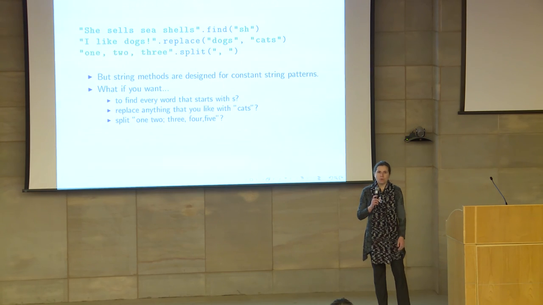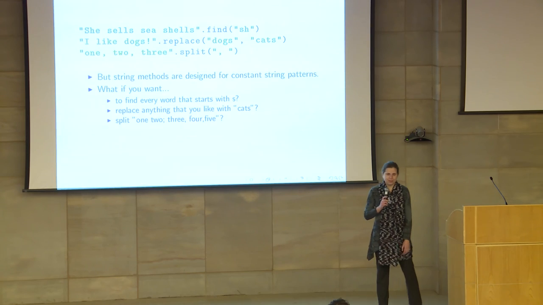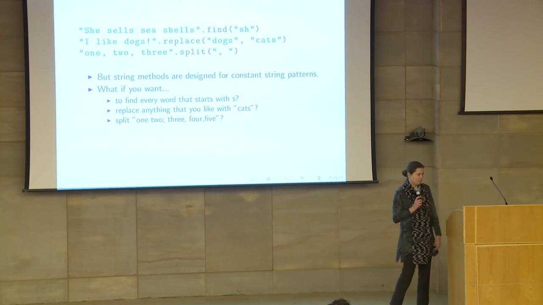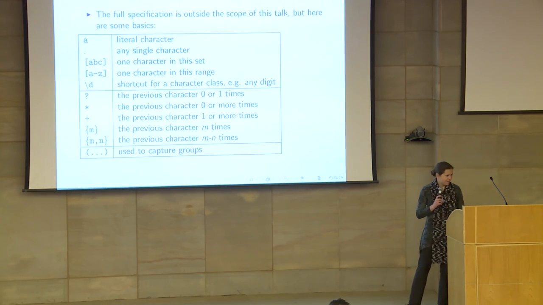The problem is, what happens when this isn't a constant string pattern? What happens if you want to find anything that starts with a certain letter, or starts with some letter and ends with another one, or every three-letter word, or stuff like this? You can't really use these methods in the same way. Some of them have basic functionality for variation, like the default strip will strip off any white space, but they're not really designed for this kind of advanced text processing. So this is where you probably want to reach for regular expressions.